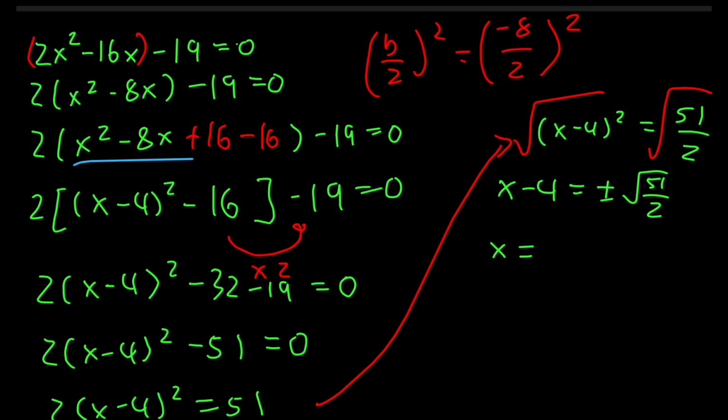And I bring the negative 4 to the other side. I'm left with 4 plus minus square root of 51 over 2. And once again, this is an exact answer, but you can estimate it by putting this in your calculator.